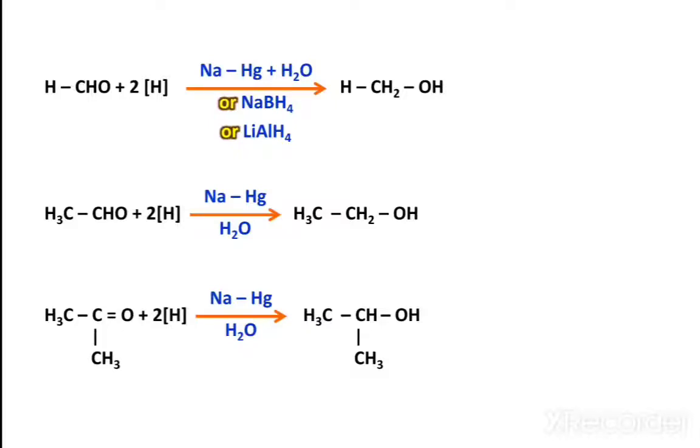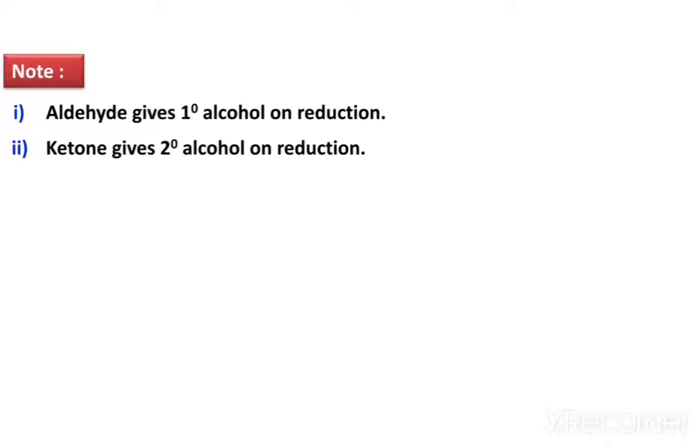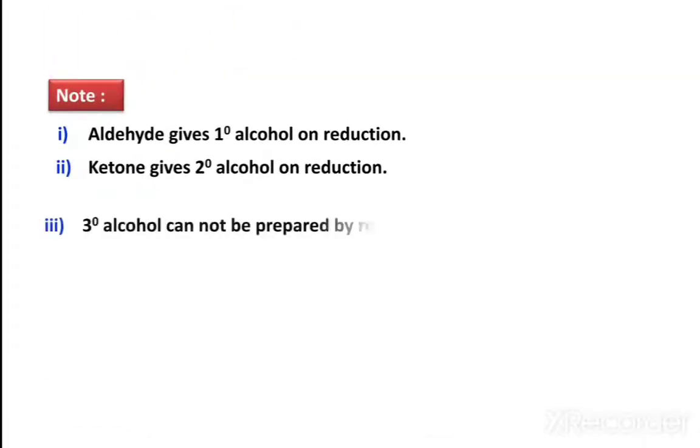That means we have to be clear that an aldehyde undergoes reduction and we get the primary alcohol, while a ketone undergoes reduction and we get the secondary alcohol. The note is that we have to remember aldehyde gives primary alcohol on reduction, while ketone gives secondary alcohol on reduction. Then tertiary alcohol cannot be prepared by reduction. You have to remember this point.